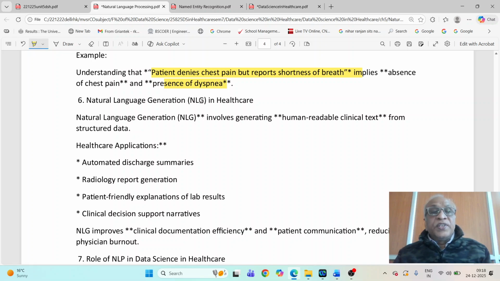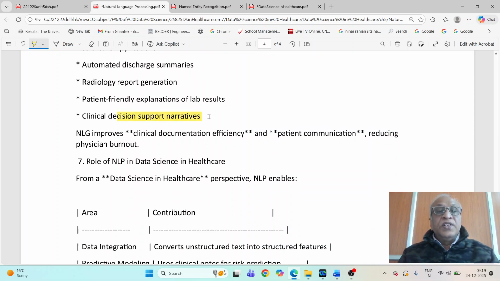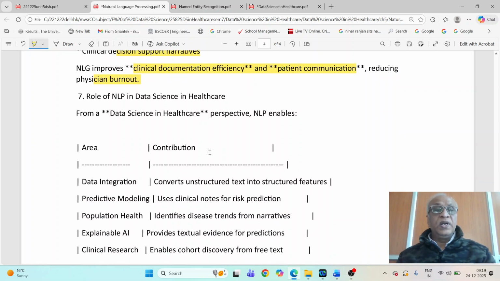Natural language generation in healthcare. What it generates is human-readable clinical text from structured data. What are the applications? Automated discharge summaries, radiology report generation, patient-friendly explanation of lab results, clinical decision support narratives. So what NLG basically achieves is it improves clinical documentation efficiency and patient communication, reducing physician burnout.